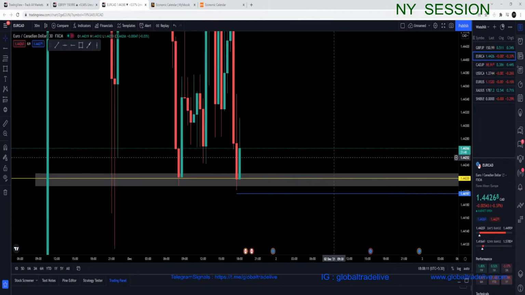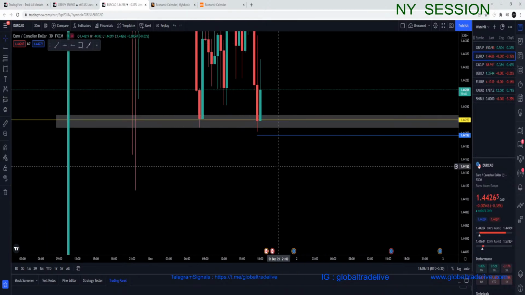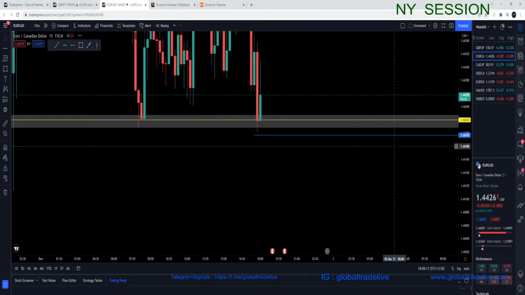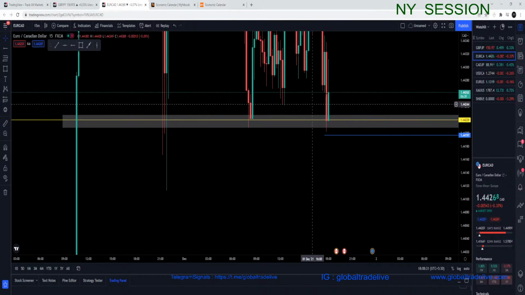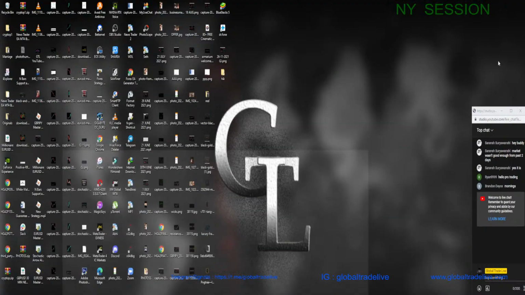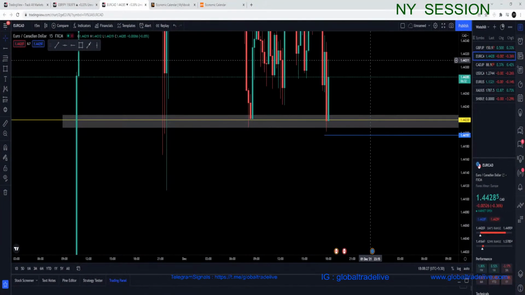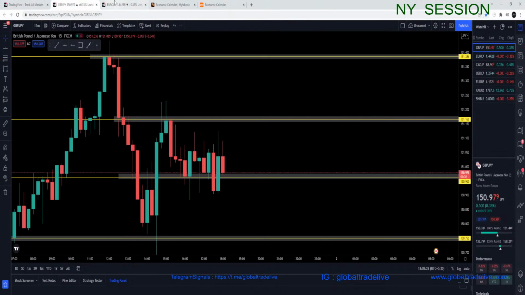So let's switch to EuroCAD over here. The 15-minute candle is about to close. Let's see how this 15-minute will be closing. GBP moving down after a fake out. So now this becomes a range over here.